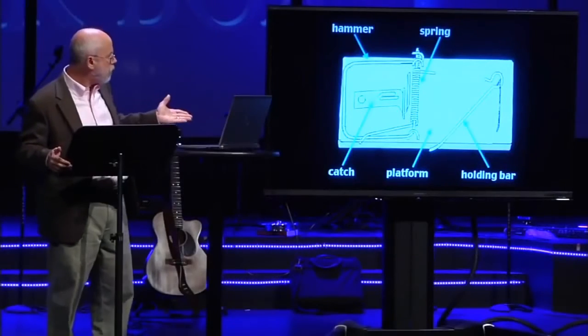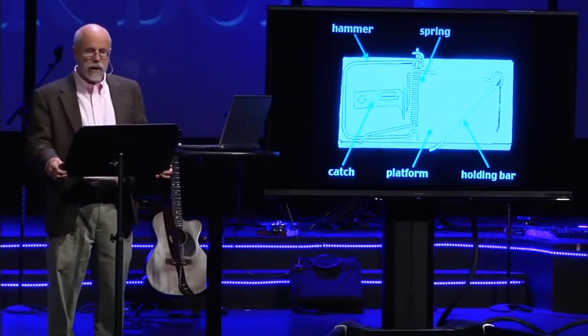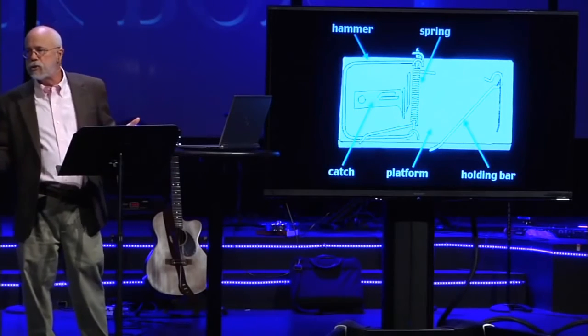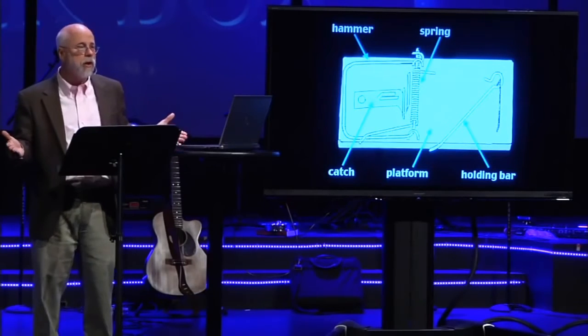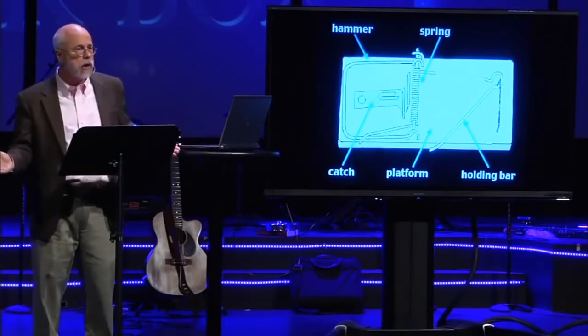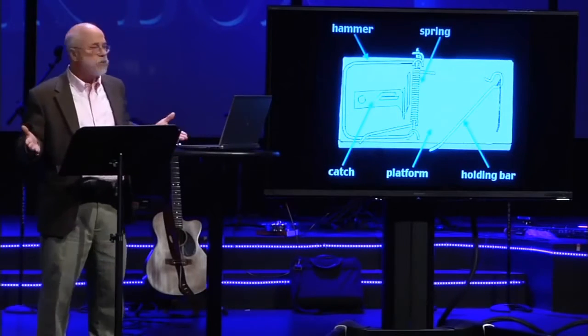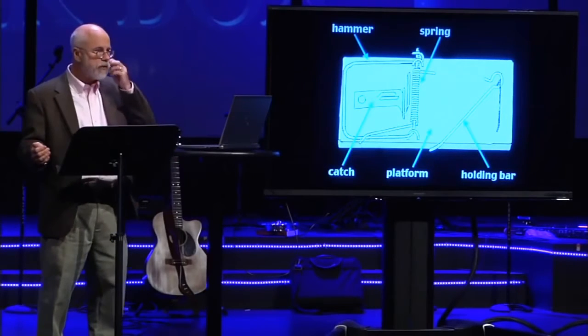Now the mousetrap needs all these parts to work. If you took away the spring, if you took away the catch or the holding bar or any of the parts, then you would not have a mousetrap that worked half as well as it used to, or a quarter as well as it used to. You'd have a broken mousetrap. It wouldn't work at all. So this is what I mean by the phrase irreducibly complex. This is an example of it.